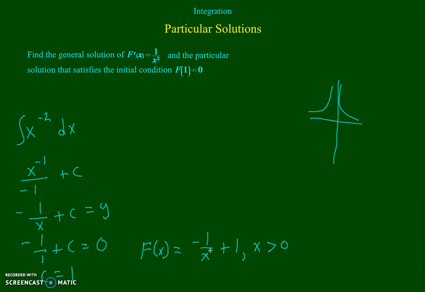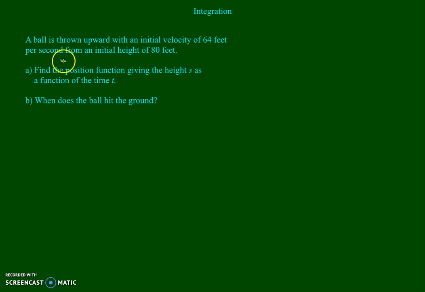So let's go ahead and take a look at another problem and see if we can uncover some new information. In this problem, we're given that a ball is thrown upward with an initial velocity of 64 feet per second from an initial height of 80 feet. Now, this type of problem is characterized as a vertical motion problem.